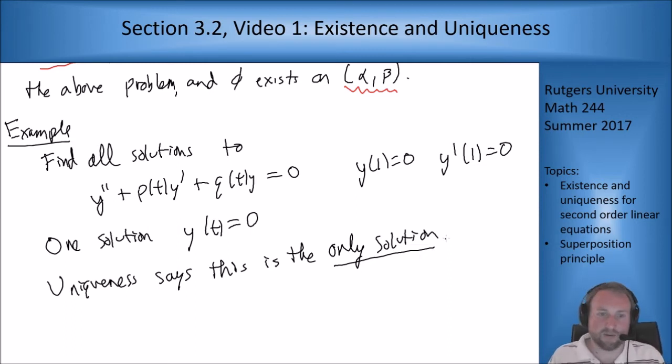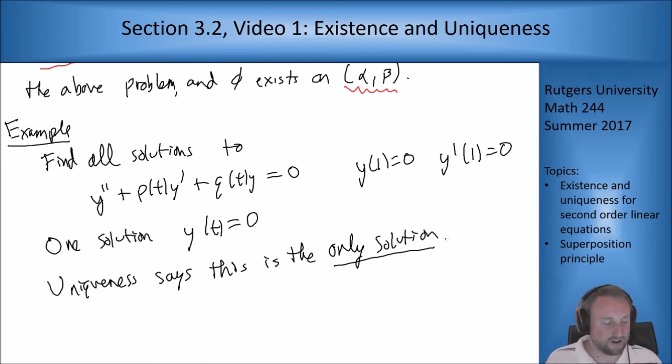So if you ever see a problem like this, the answer is just 0. And that's it. There's no need to look for other solutions. It doesn't matter what p and q are. The only solution is going to be 0, as long as everything's continuous at 1. All right, so that's nice, being able to have this existence and uniqueness sort of stuff.